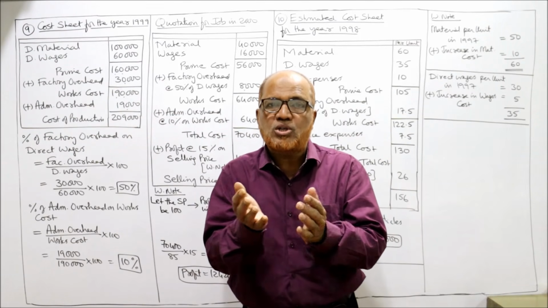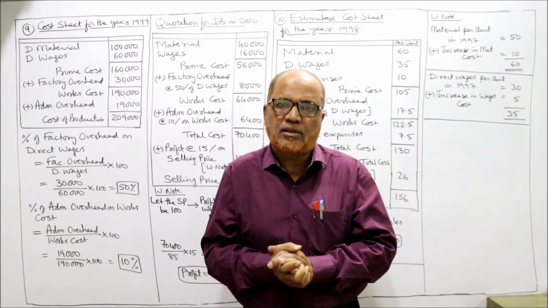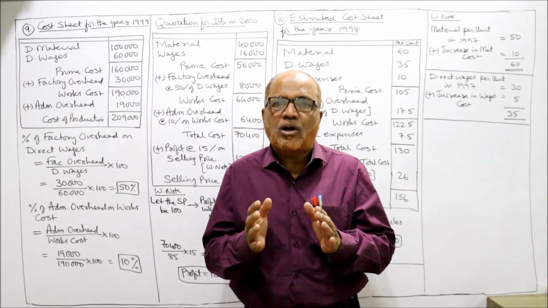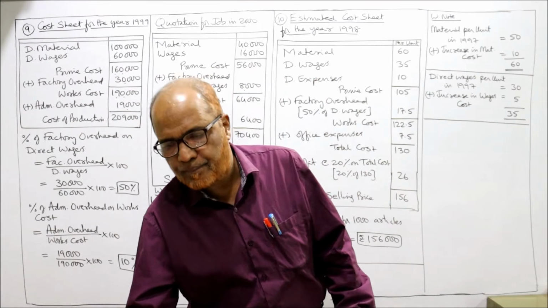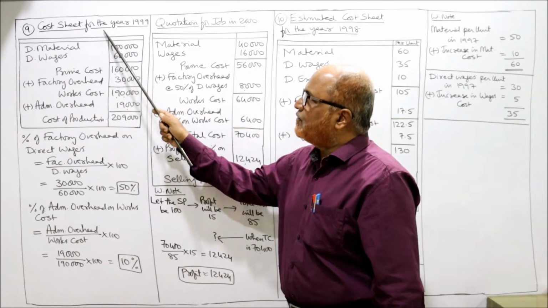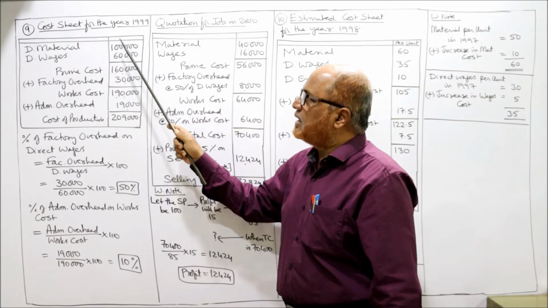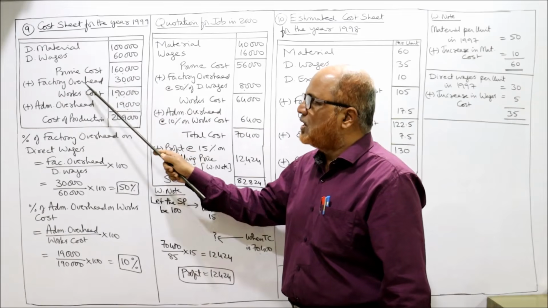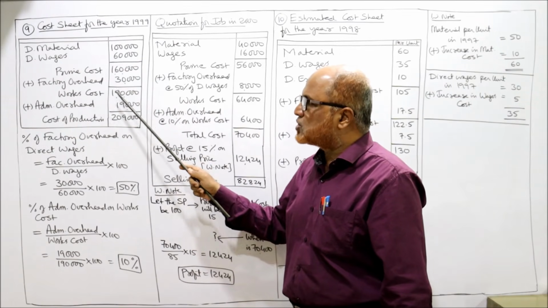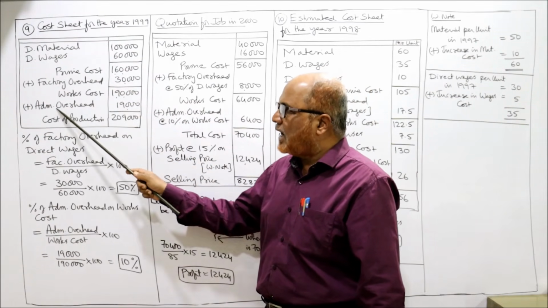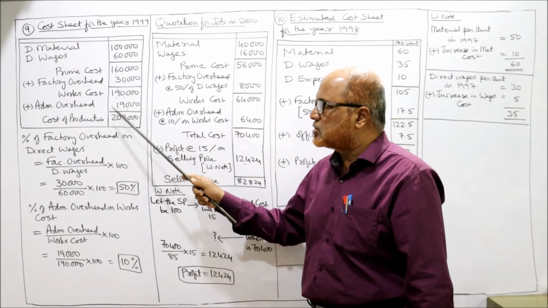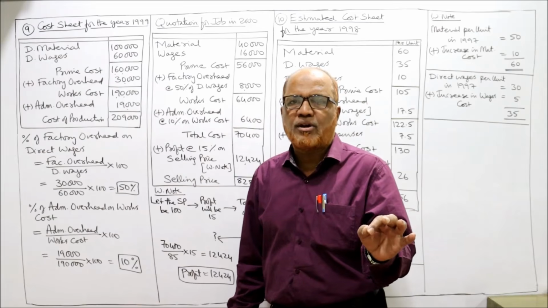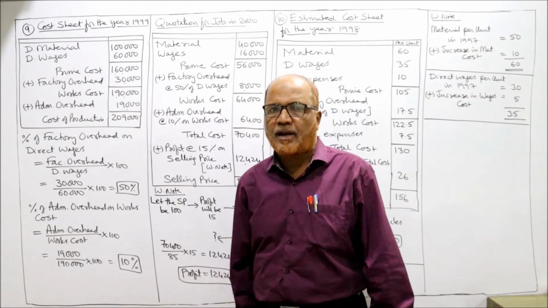How much to be charged for this job? That is not given in the problem. So how to make the quotation? We will make the cost sheet for last year. See, cost sheet for 1999. Direct material 1 lakh, direct wages 60,000, prime cost 1,60,000, factory overhead 30,000, works cost 1,90,000, administration overhead 19,000, 2,09,000 is the cost of production. This much only information is given for 1999, right?